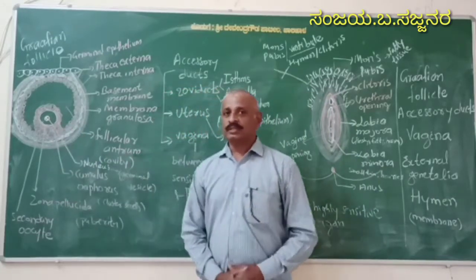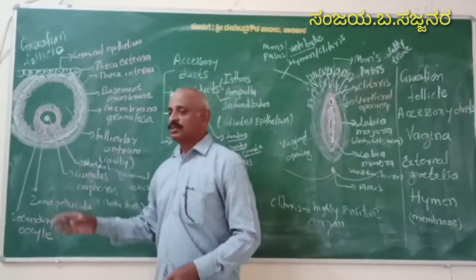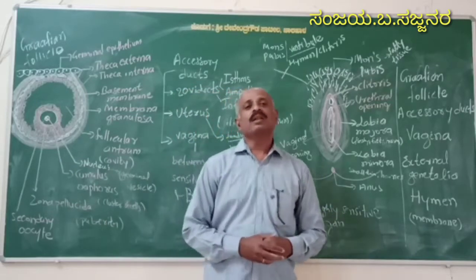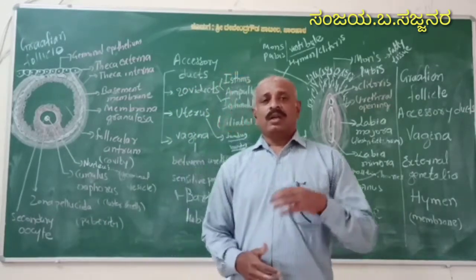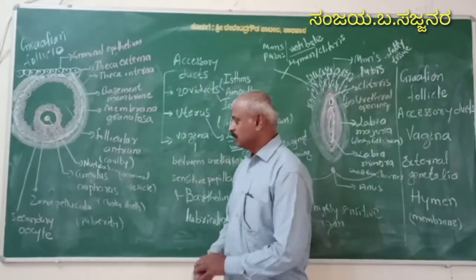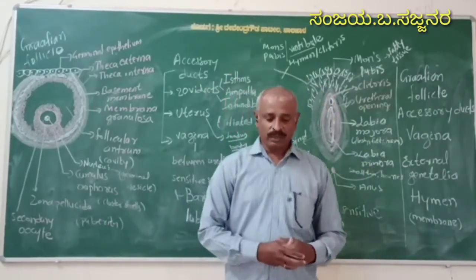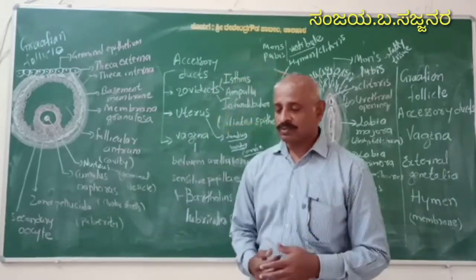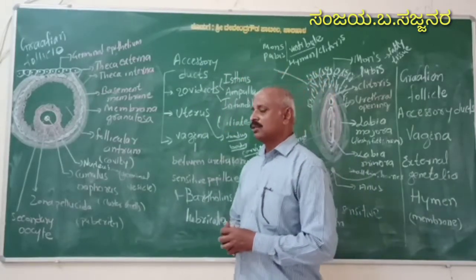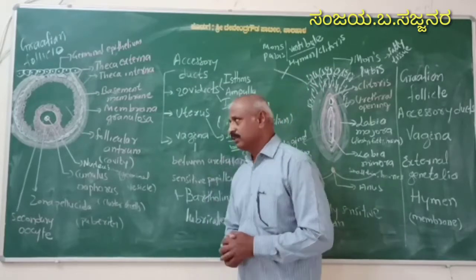You observe that the Graafian follicles are available in each ovary. At the time of puberty, it starts with a minimum of 4 lakhs and above.